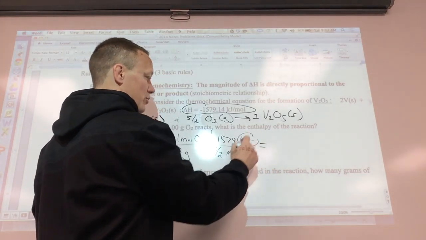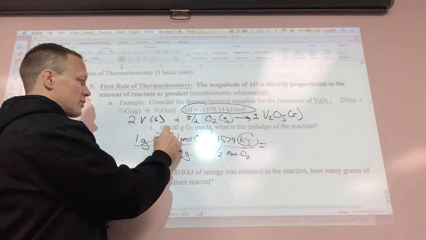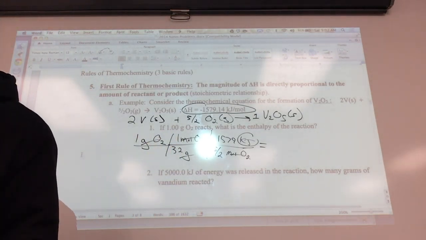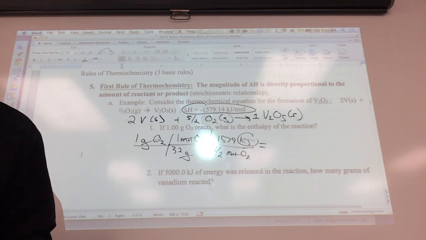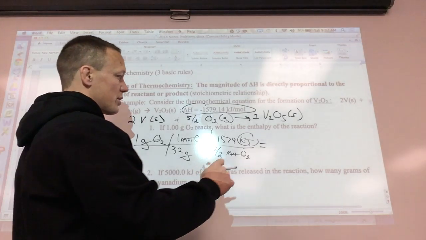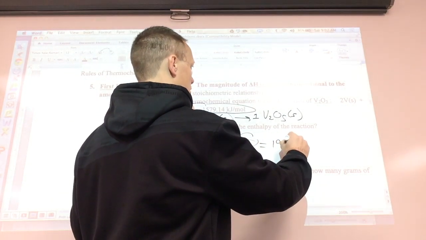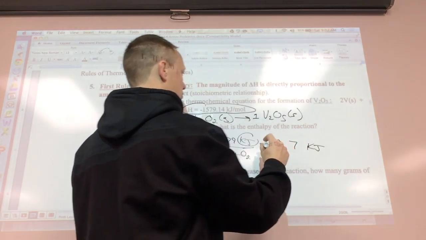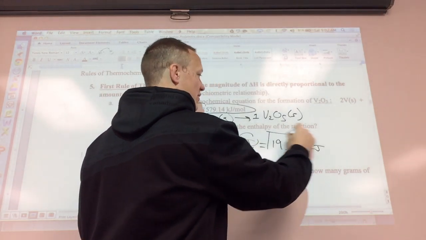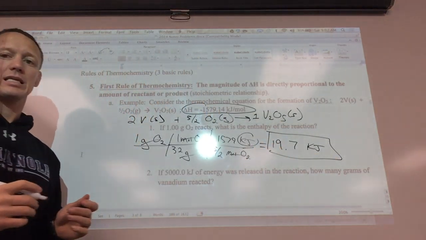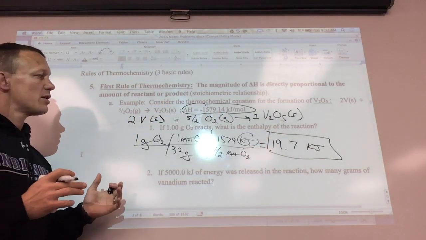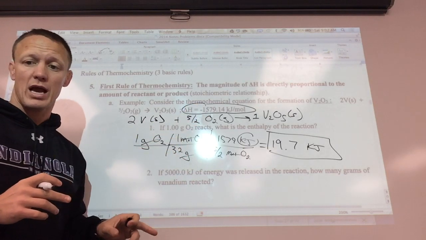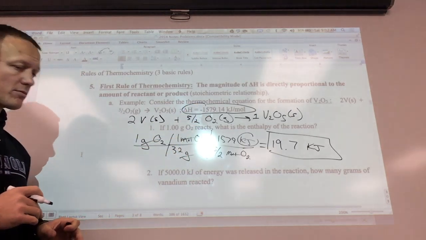And I'm going to be left with kilojoules. My moles cancel, grams cancel, be left with kilojoules. And you get about 19.74 kilojoules of heat. That would be how much heat is released. That's how much is given off. Notice it's much smaller than that because 1 gram is way less than 2.5 moles for that.